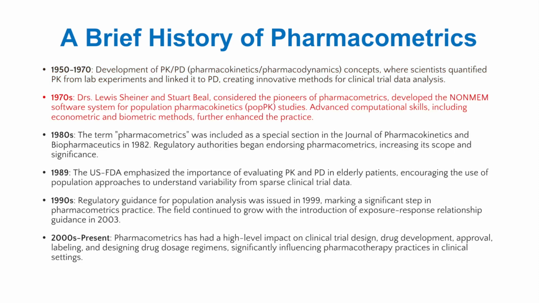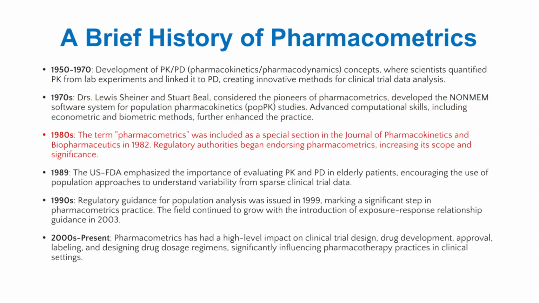During the 1970s, a major milestone occurred with the work of Lewis Sheiner and Stuart Beal, who are widely considered pioneers of pharmacometrics. Their development of the NONMEM software platform made it possible to analyze drug data from populations rather than individual subjects alone. Combined with advances in computing and statistics, this helped transform pharmacometrics into a practical scientific discipline.